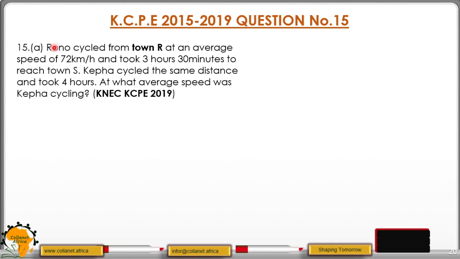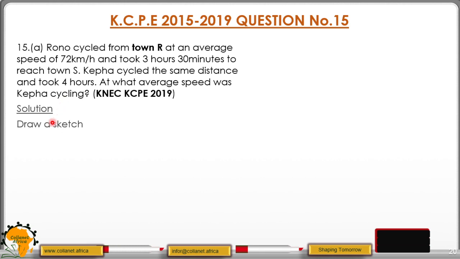The question read like this: Rono cycled from town R at an average speed of 72 kilometers per hour and took 3 hours and 30 minutes to reach town S. Kefa cycled the same distance and took 4 hours. At what average speed was Kefa cycling? 2019 KCPE according to Kenya National Examination Council.